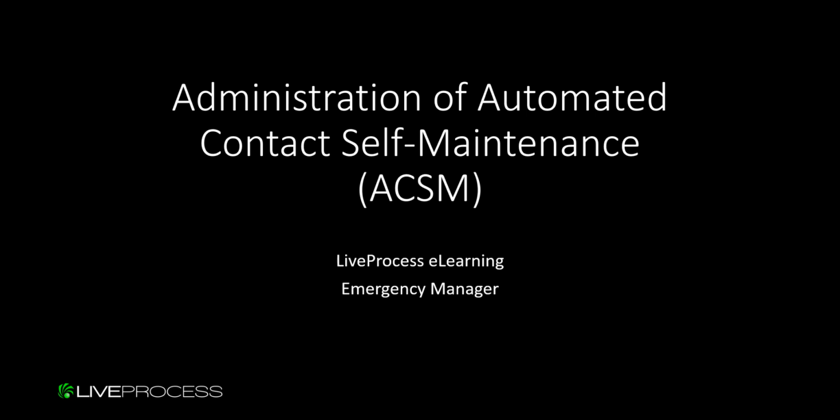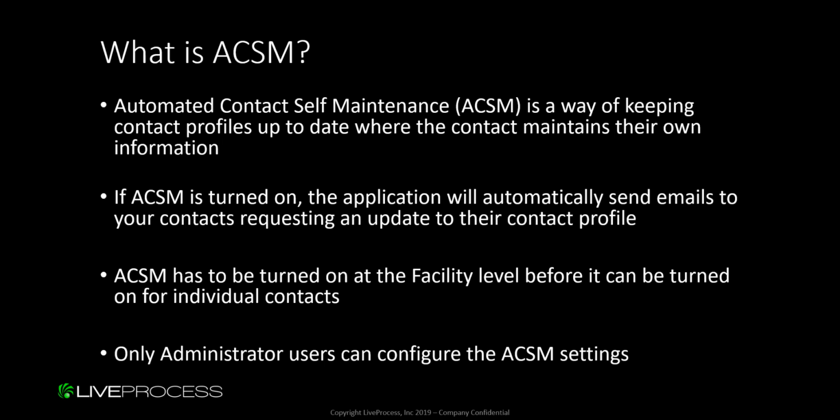In this video, we will discuss the automated contact self-maintenance setting and show you how to configure it for your organization. Automated contact self-maintenance, or ACSM, is a way of keeping contact profiles up to date in the system where the contact can maintain their own information and set notification preferences without requiring a login username or password.